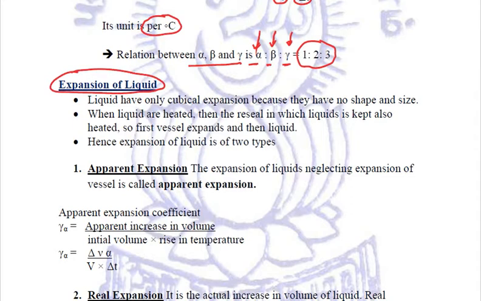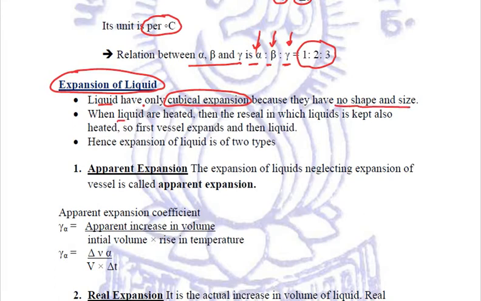Just like solids, when we heat liquids, even they expand. But liquids have only cubical expansion. Why so? Why not length and area? Because they have no fixed shape and size.